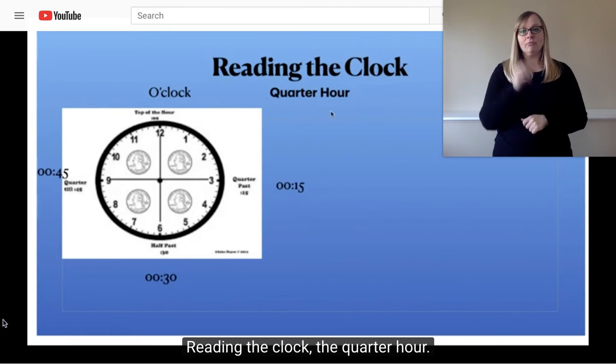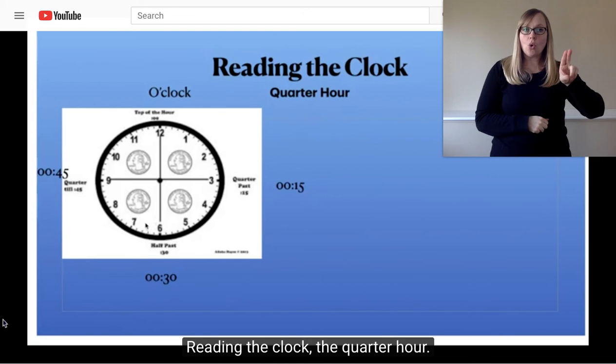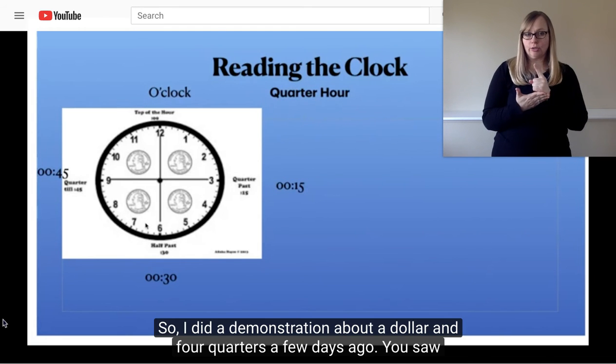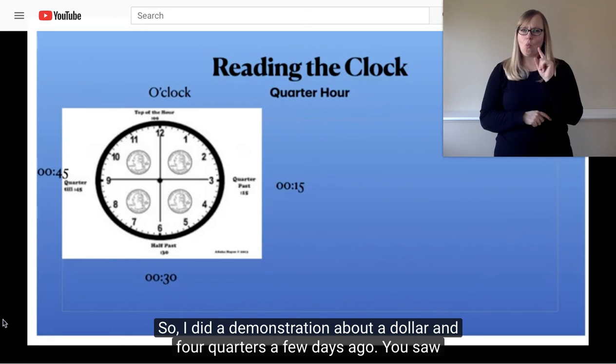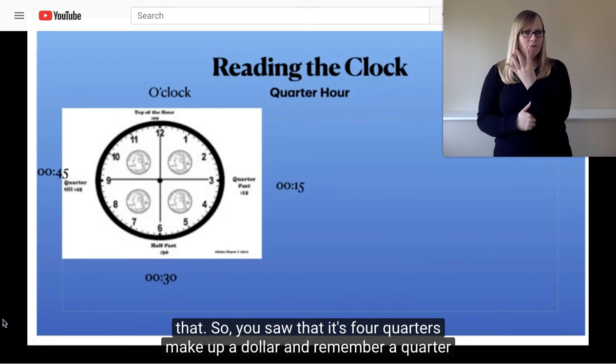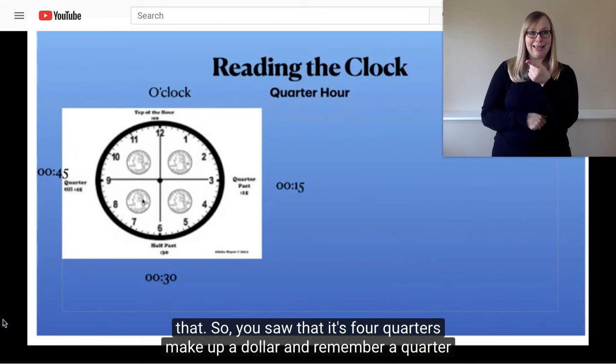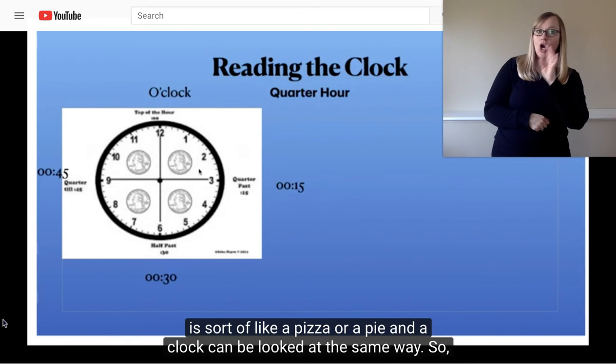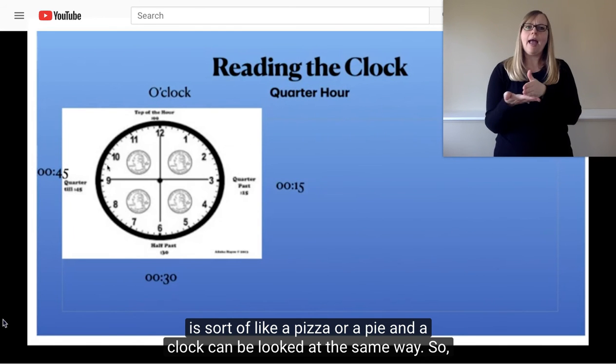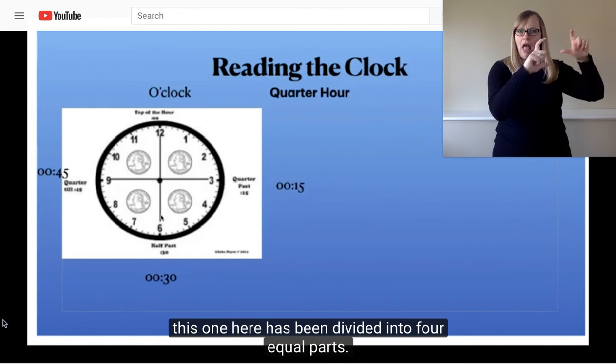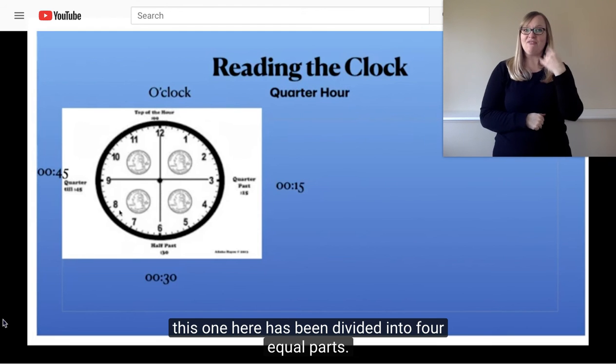Reading the clock, the quarter hour. So I did a demonstration about $1.04 a few days ago, and you saw that 4 quarters make up $1. And remember, a quarter is sort of like a pizza or a pie, and a clock can be looked at the same way. So this one here has been divided into 4 equal parts.